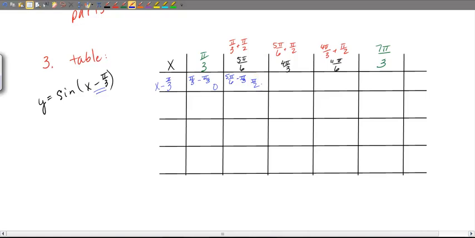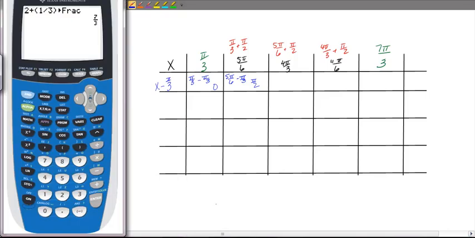Now if you can't do that in your head, let me just show you one quick time as a reminder for how we do that in the calculator. We are going to ask the calculator to subtract 5/6 and 1/3. We're going to remove the pi symbol, subtract the fractions, and then stick the pi symbol back on. I'm only going to do this once just to remind you. 5/6 minus 1/3, math, frac, enter.